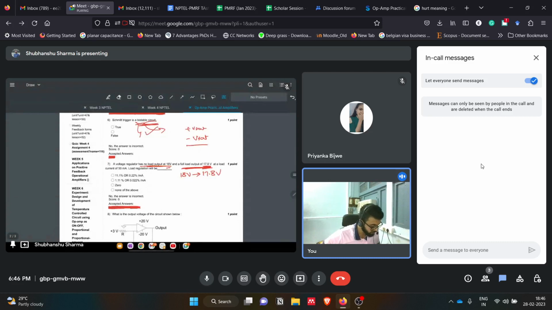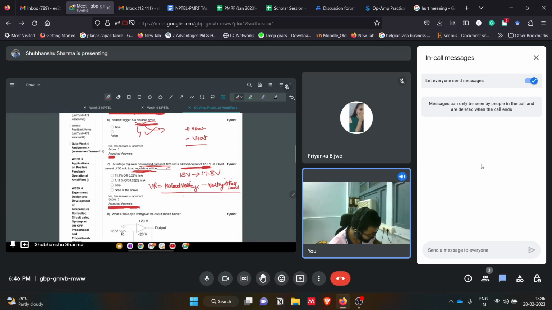So they are asking what the load regulation is. They are talking about percentage. We can say the load regulation formula is simple. I will write this clearly. Voltage regulation equals no load voltage minus the voltage at full load, divided by the full load voltage. And if we are talking about percentage terms, we can simply multiply the answer by 100. Based on this, you can answer this question also.